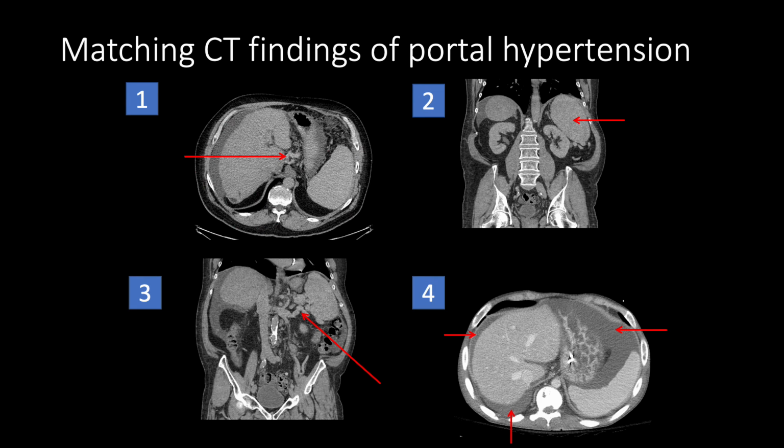Again, here are matching CT findings of portal hypertension. In the first image, you can appreciate gastric varices at the tip of the red arrow. In the second image, you can see an enlarged spleen or splenomegaly. In the third, you can appreciate a splenorenal shunt, which is an abnormal but common portal systemic communication between the splenic vein and left renal vein in portal hypertension. And in the fourth image, you can appreciate the hypodense ascitic fluid outside the liver.